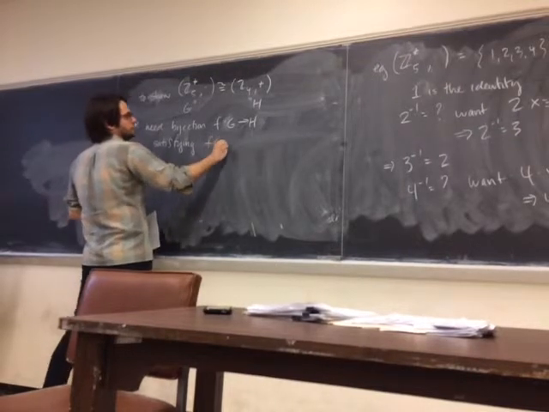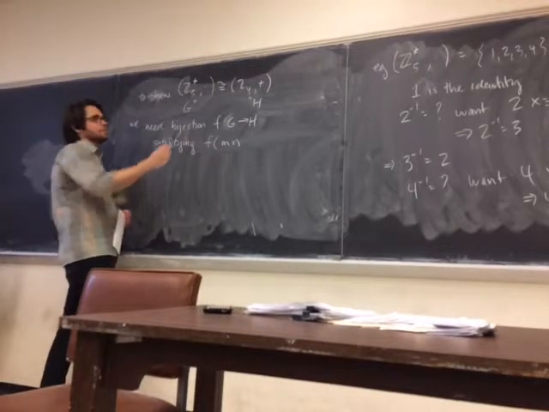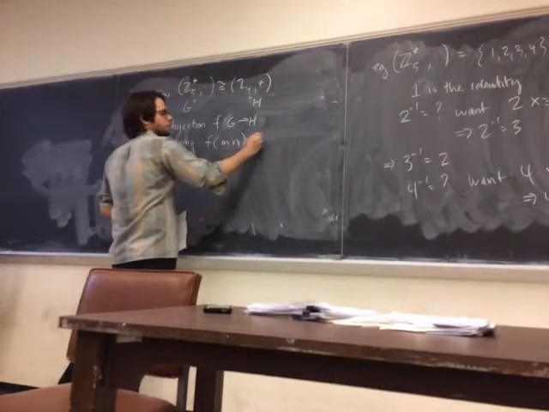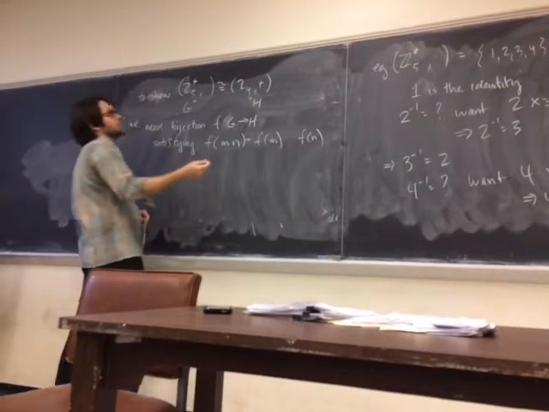F of, say, M times N. So this is literally times now, right? I mean, because it's times. So this should equal what? F of M. What's the operation over here? Plus.